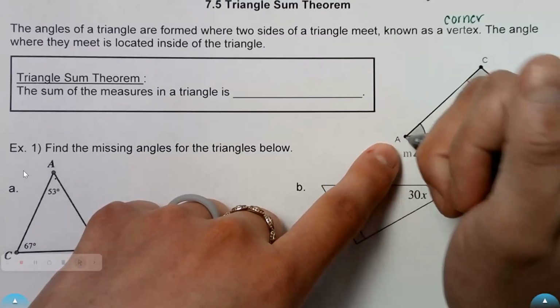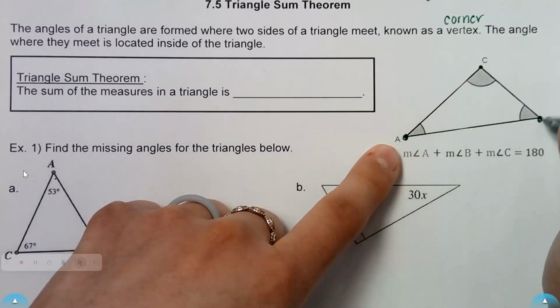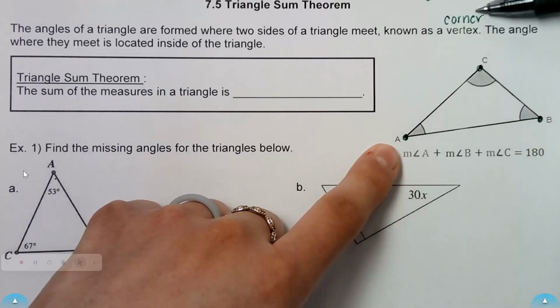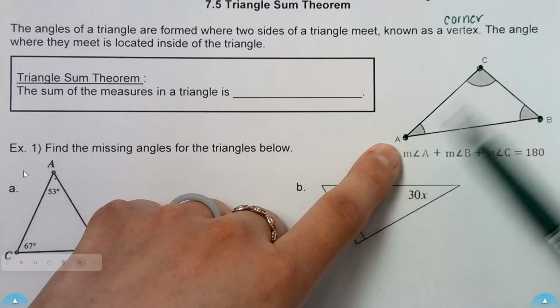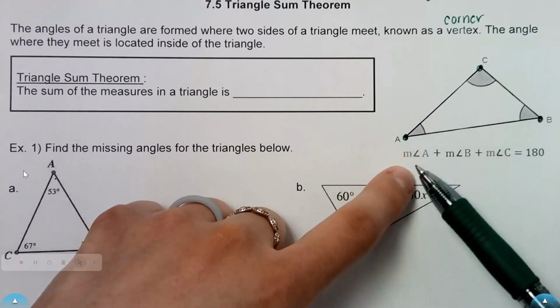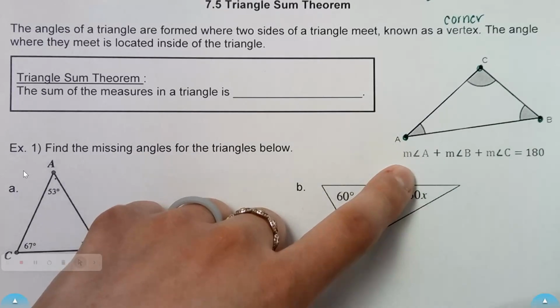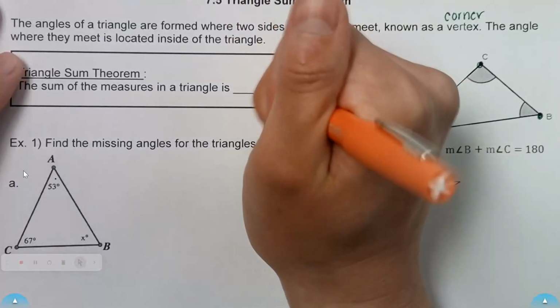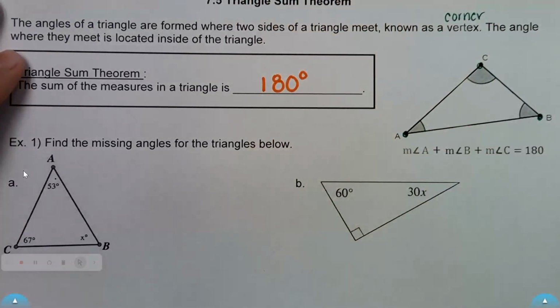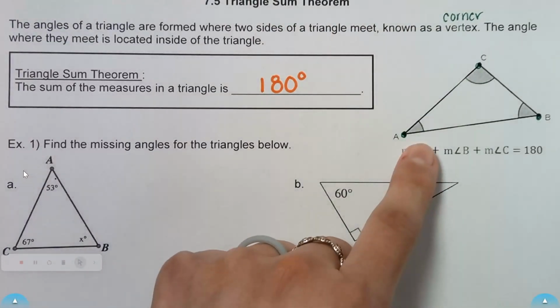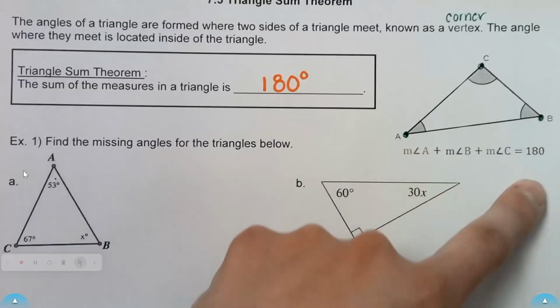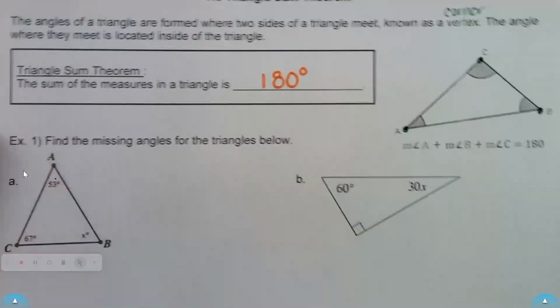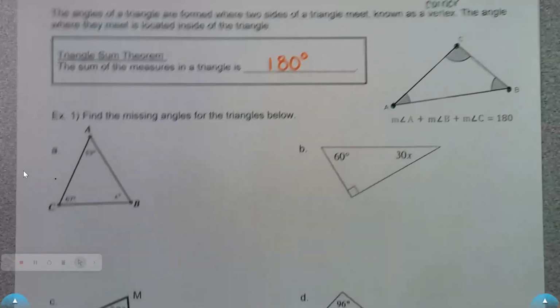And the dots, where I see the letter A, B, and C, those are what are known as a vertex, right? Those are the corners or the sharp points in a triangle. There are three angles in a triangle. When I add those three angles together, they add up to 180 degrees. So when I add up the measure of angle A, the measure of angle B, and the measure of angle C, it's 180 degrees. And that's for any triangle, so all three of those angles will add up to 180.